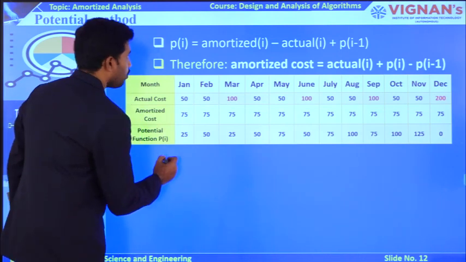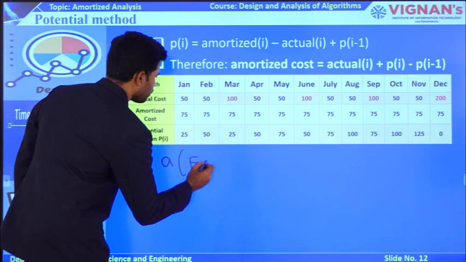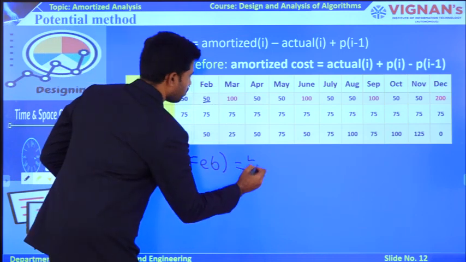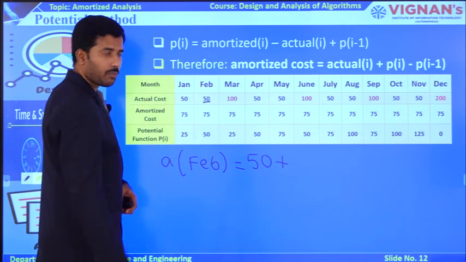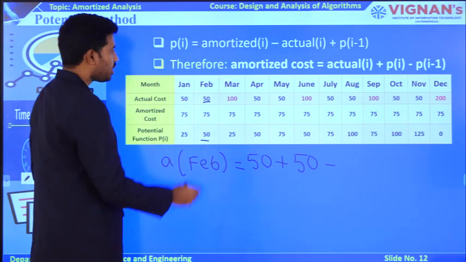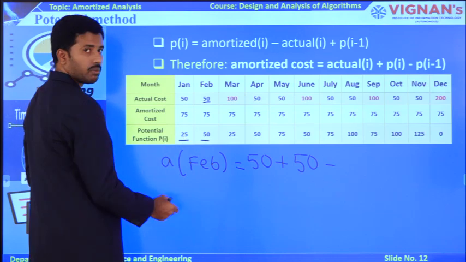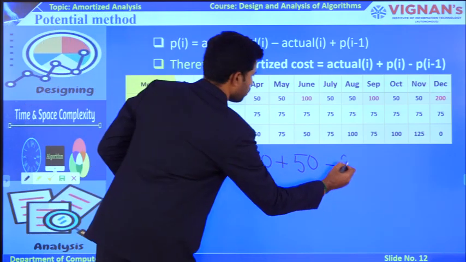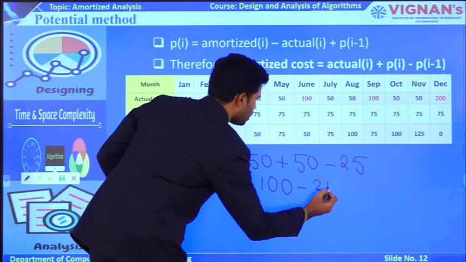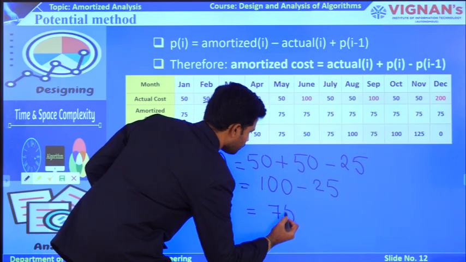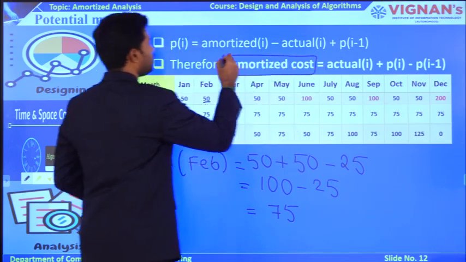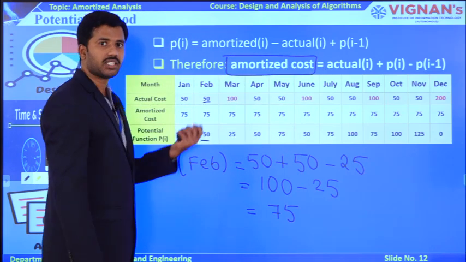Now you try to apply amortized cost on February. So what is the actual cost of February? 50 plus what is the potential value for February? 50 minus what is the potential value for January? P of I minus 1, right? 25. So ultimately 50 plus 50 is 100 minus 25 generates 75. So this is the way you are going to verify whether for all the months you get the same amortized cost or not.